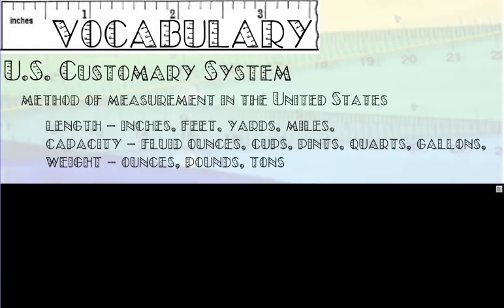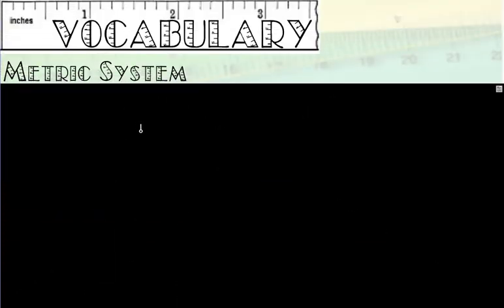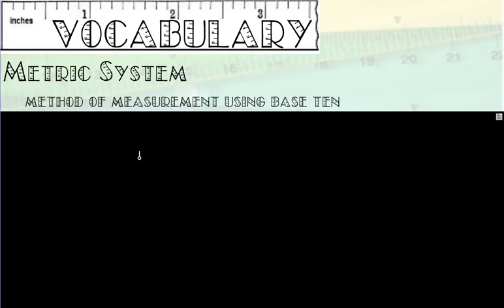Okay, and then the next one would be the metric system. The metric system is a method of measurement using base 10. So everything is by tens. So if there's 10 of this, then if you want to go to the next level, you would divide it by 10, and that would give you the measurement.